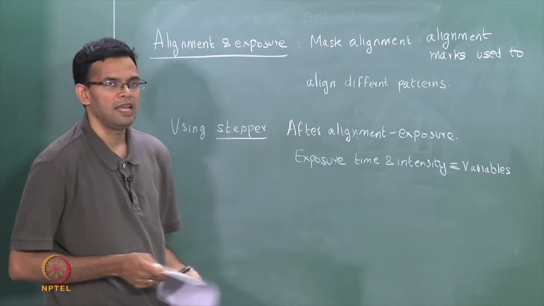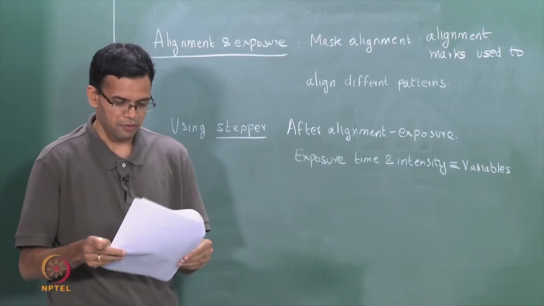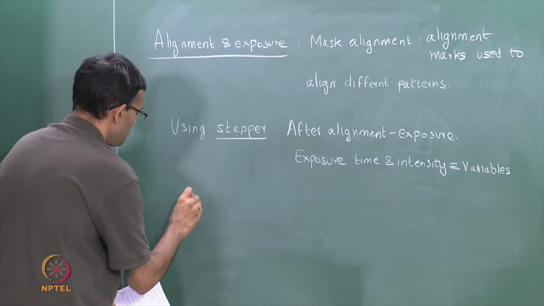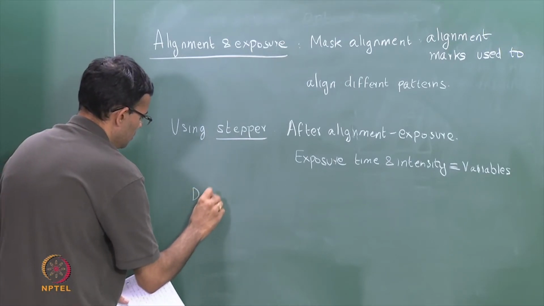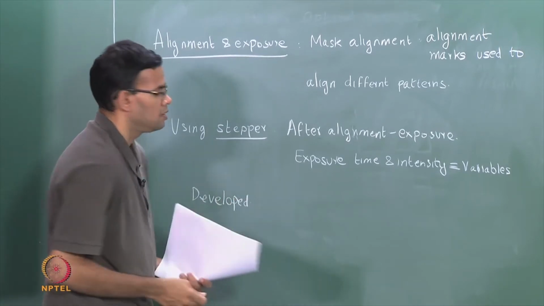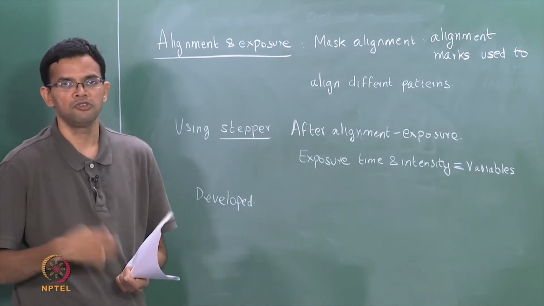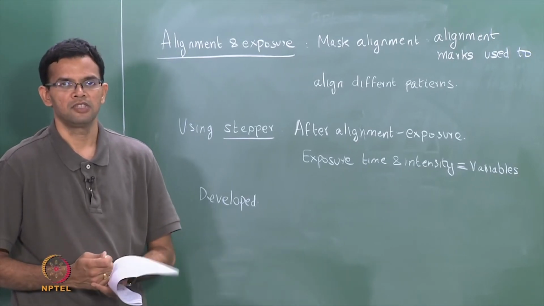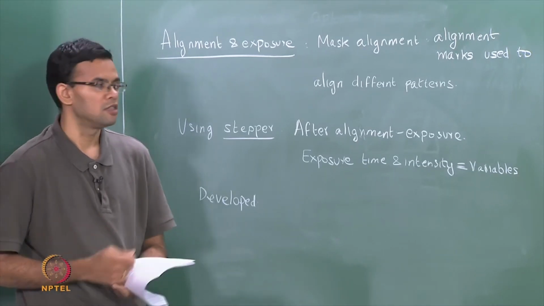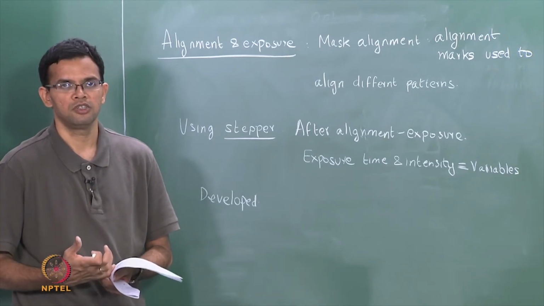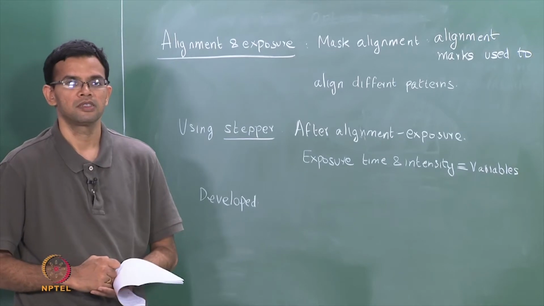So after alignment and exposure, the wafers are developed. The developing process removes the excess photoresist so that the pattern is now transferred to the photoresist. This again, as we saw earlier, depends upon whether you have a positive resist or a negative resist.